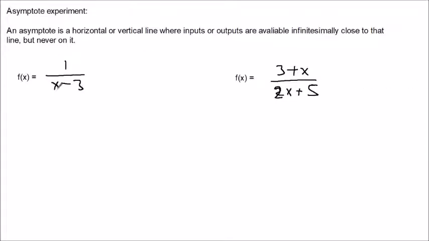So f of x is equal to 1 over x minus 3. Let's try some values. So we all know if we put x as equal to 3, we'll have 1 over 3 minus 3, and that is obviously 1 over 0, which is not defined. It's an asymptote. It's not defined.